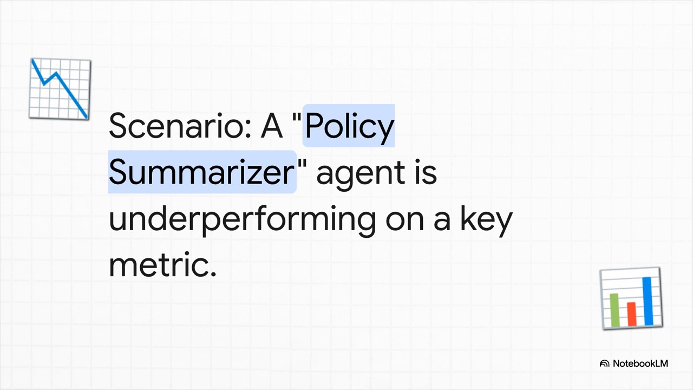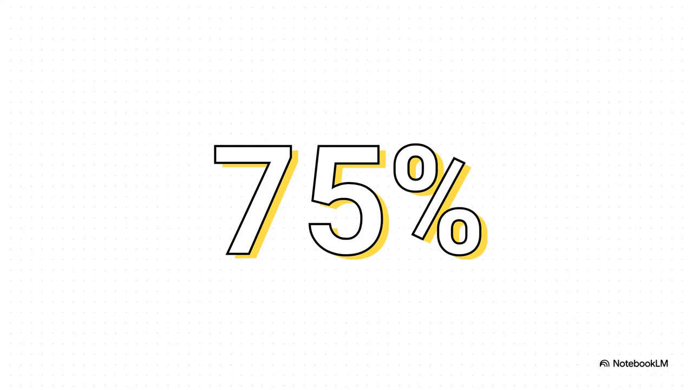Imagine we've built a policy summarizer agent. It's got a solid MVG, but our monitoring, or telemetry, is telling us it's just not hitting its performance targets. And we have the data to prove it. The numbers don't lie. The agent's citation accuracy is stuck at 75%, but its KPI, its target, is over 95%. See, this isn't some vague user complaint. This is cold, hard evidence telling us something needs to change.